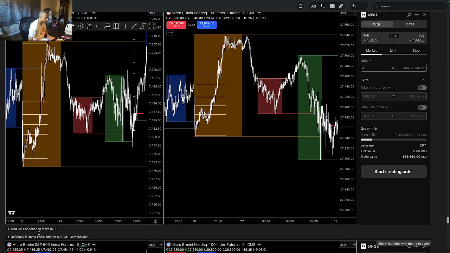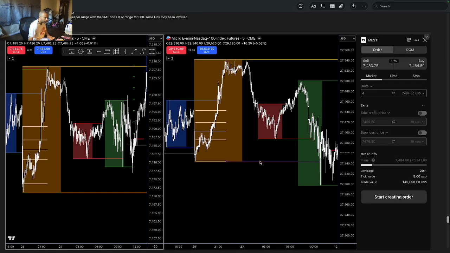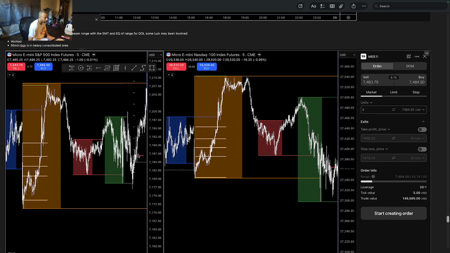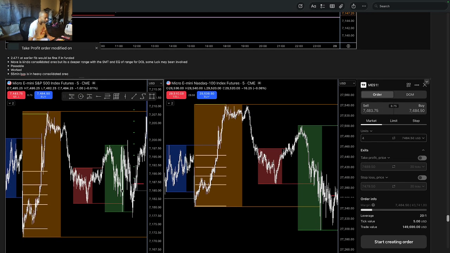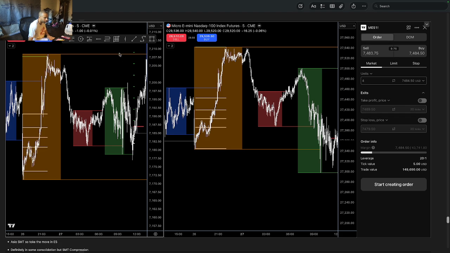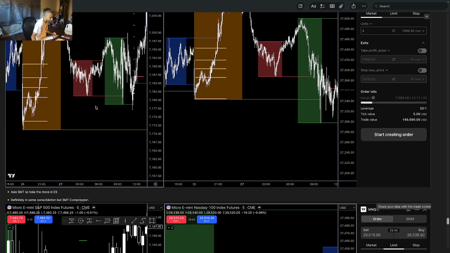Asia SMT, so take the move in ES. This ES, New York took out Asia. New York only took out London over here. Made this kind of run down and then 5-minute breaker structure and then target the top of Asia range. That's fine. Definitely in some consolidation, but SMT compression.